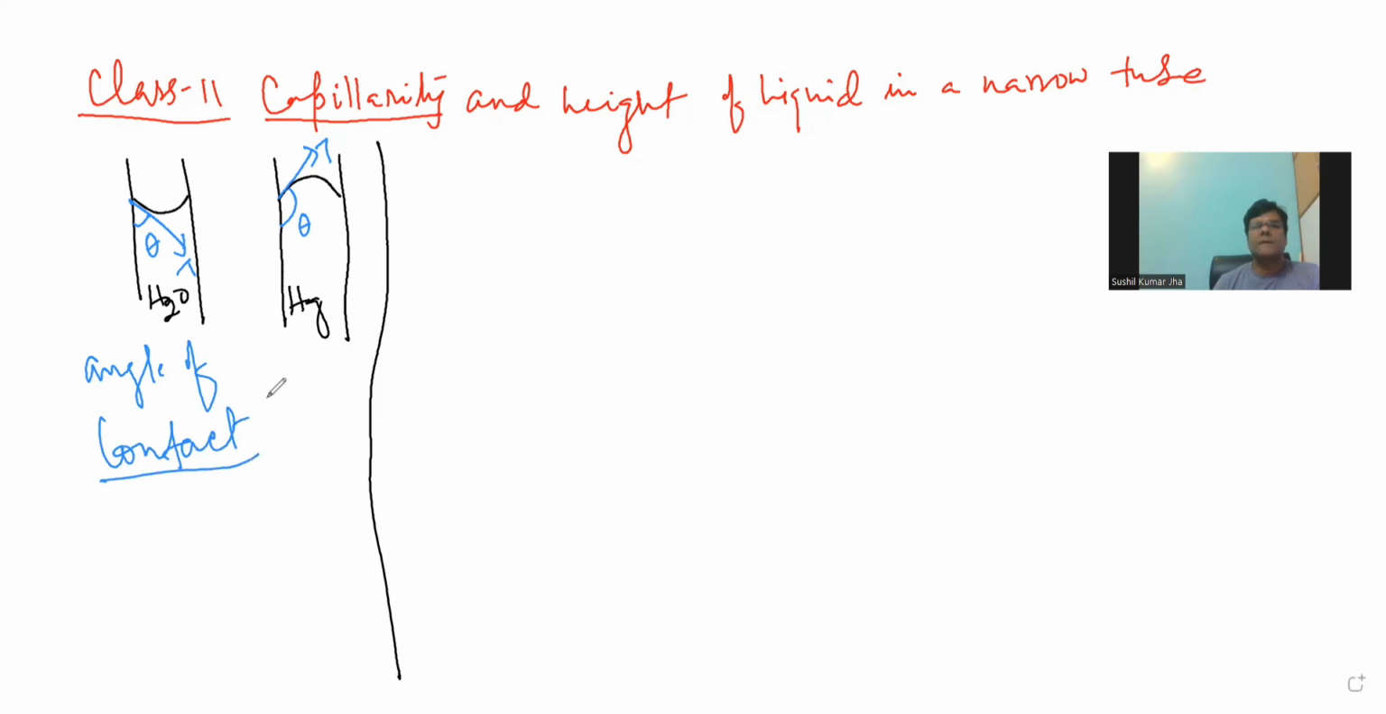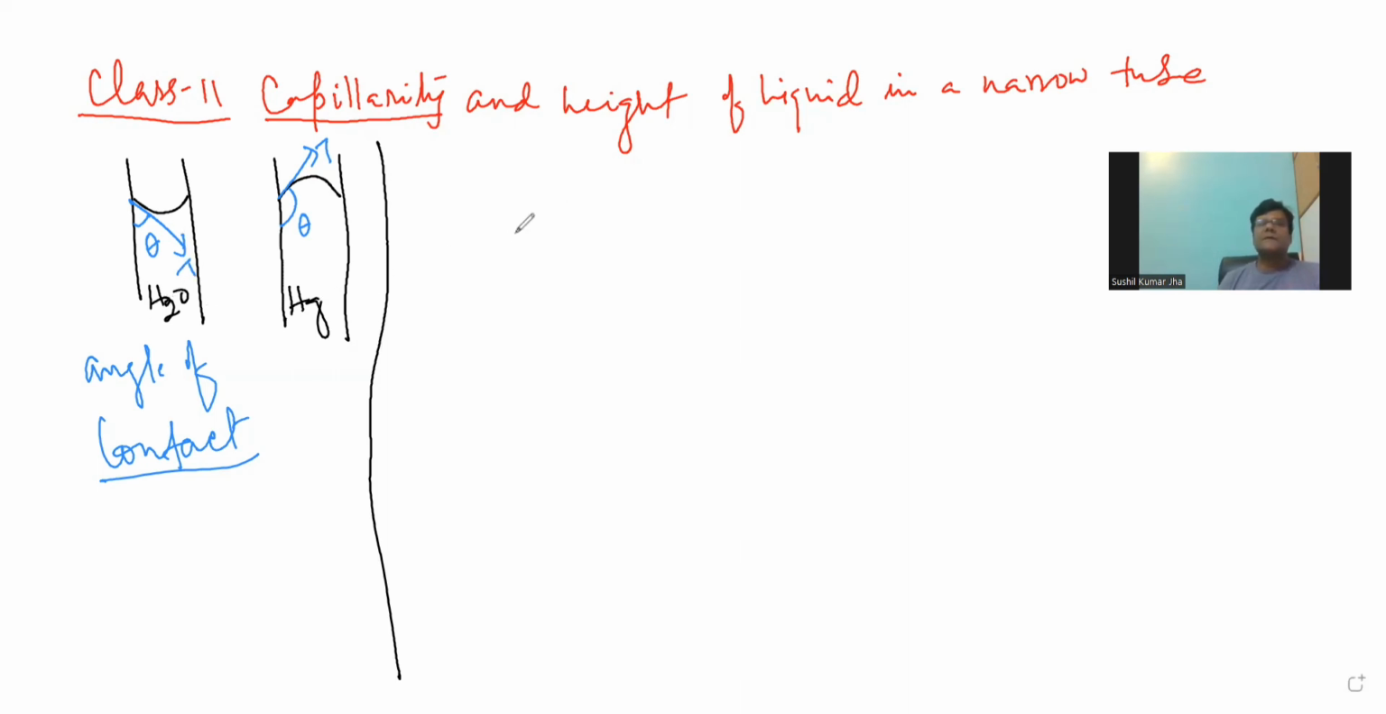और पानी के केस में, वाटर के केस में बहुत स्मॉलर वैल्यू होती है थीटा की, जबकि मरकरी के केस में ये ऑब्ट्यूस होती है. इसी रीजन से मरकरी कॉलम जो है किसी कंटेनर को वेट नहीं करता है, जबकि वाटर वेट्स द कंटेनर.